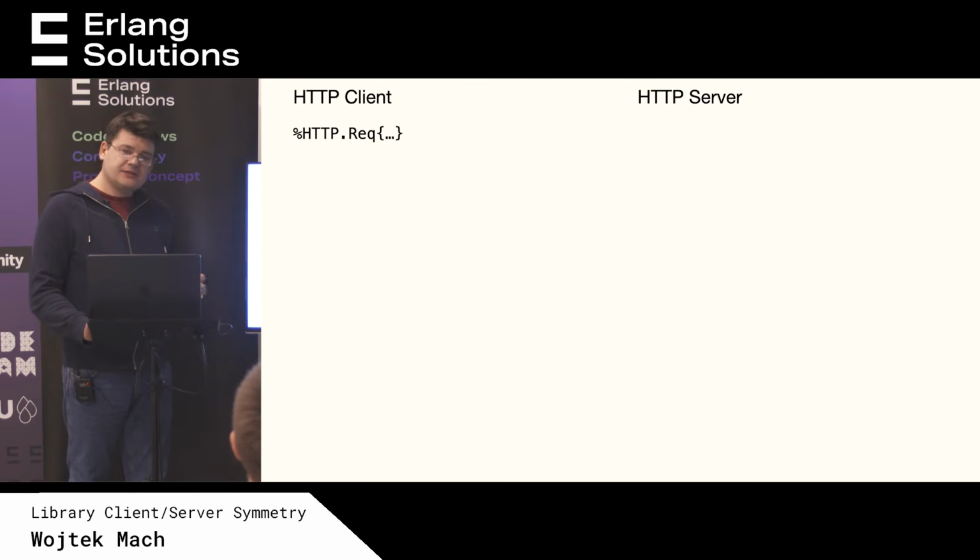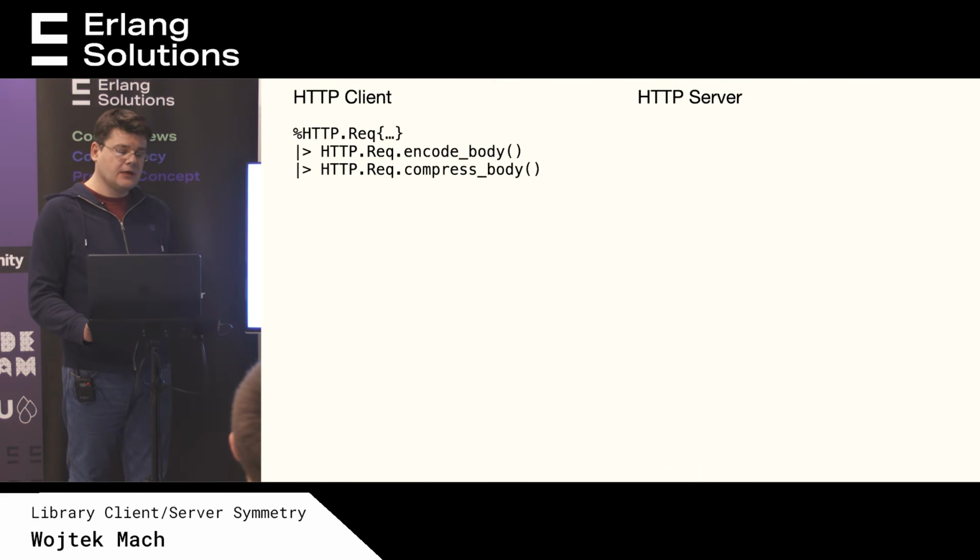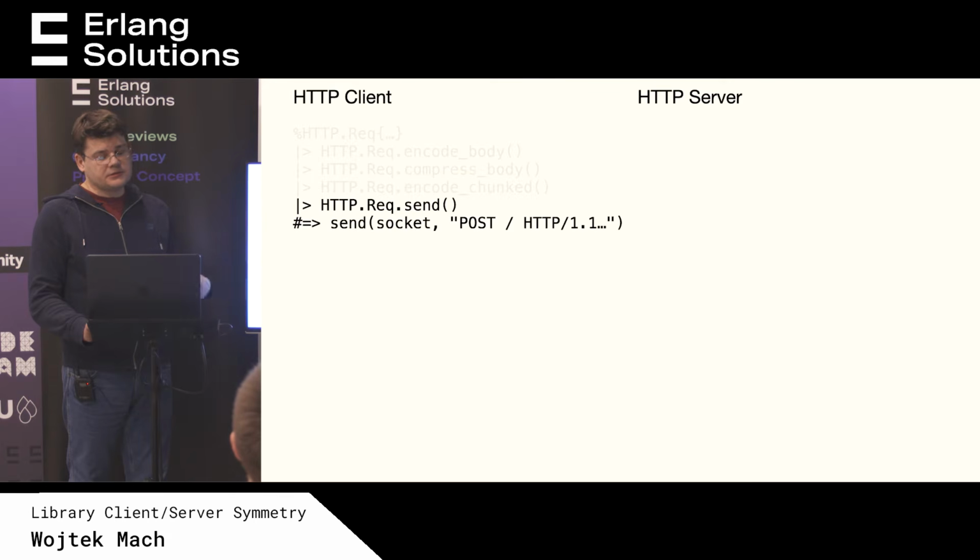Let's see how we could maybe design an API that would have that symmetry. So let's say we start with some struct that is going to hold our data for the request, and then we pass it through things. So we encode and compress it and encode into chunks, and then maybe we send it over the network socket. So this will be sending the encoded HTTP protocol payload.